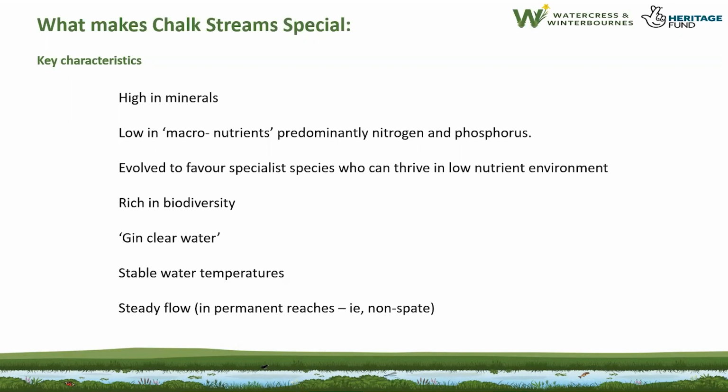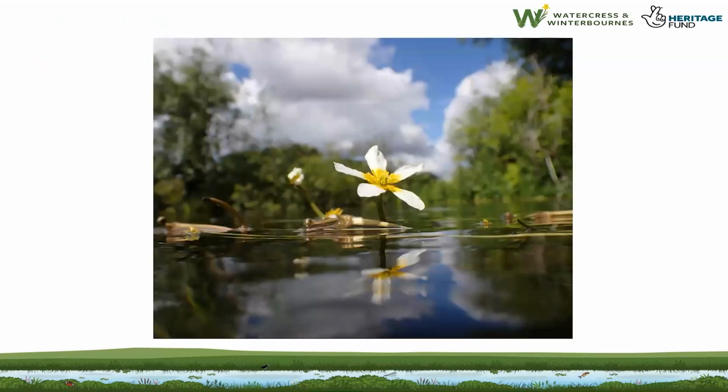And also, as I said, we have this steady flow because we have this buffering effect of the chalk. So we don't get what we call spate rivers on these other more impermeable catchments. We're not getting the runoff coming straight into the river because it percolates down through the chalk. And that's what gives us these amazing iconic species. And this is courtesy of one of our scheme colleagues, Tracy, who took this absolutely amazing photograph of the very iconic ranunculus species that really is so characteristic of our chalk streams.